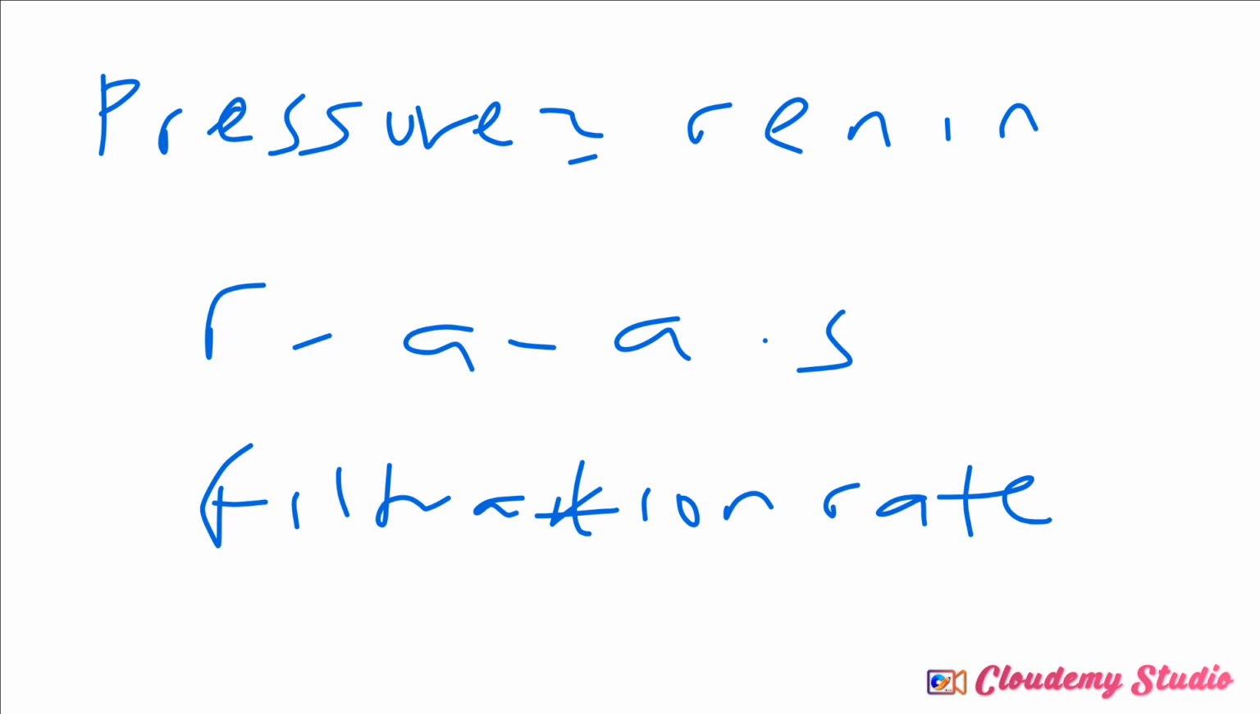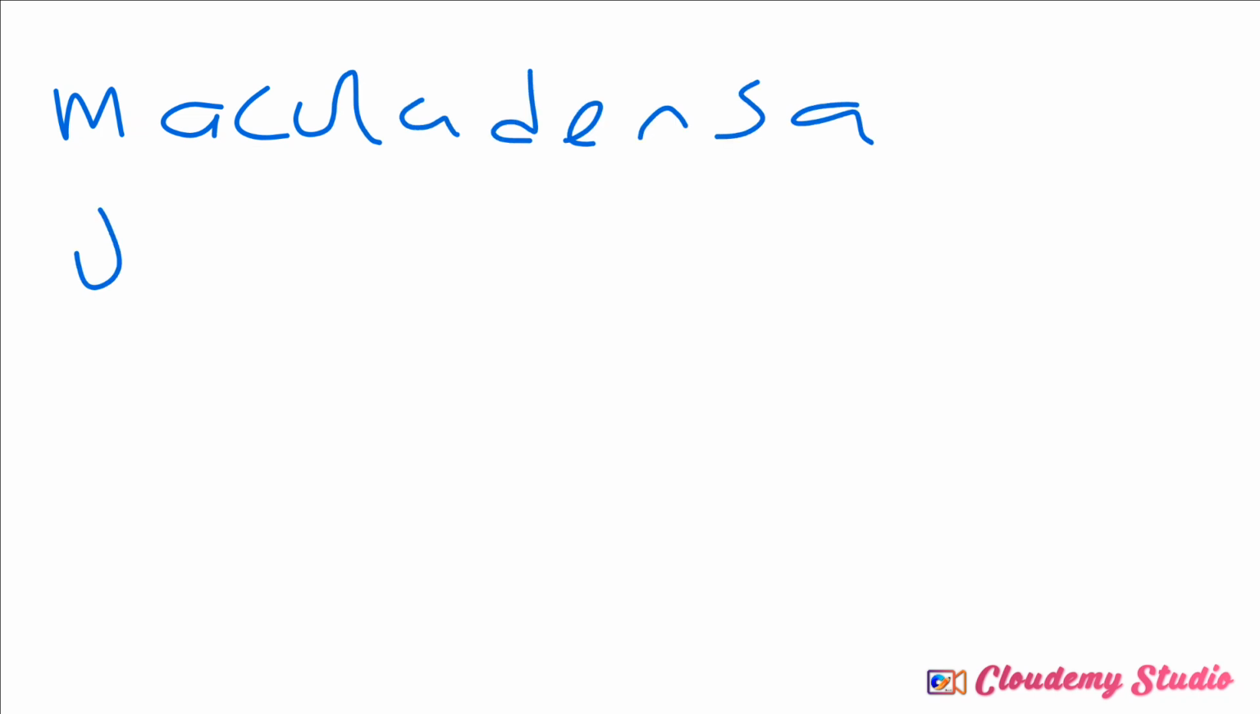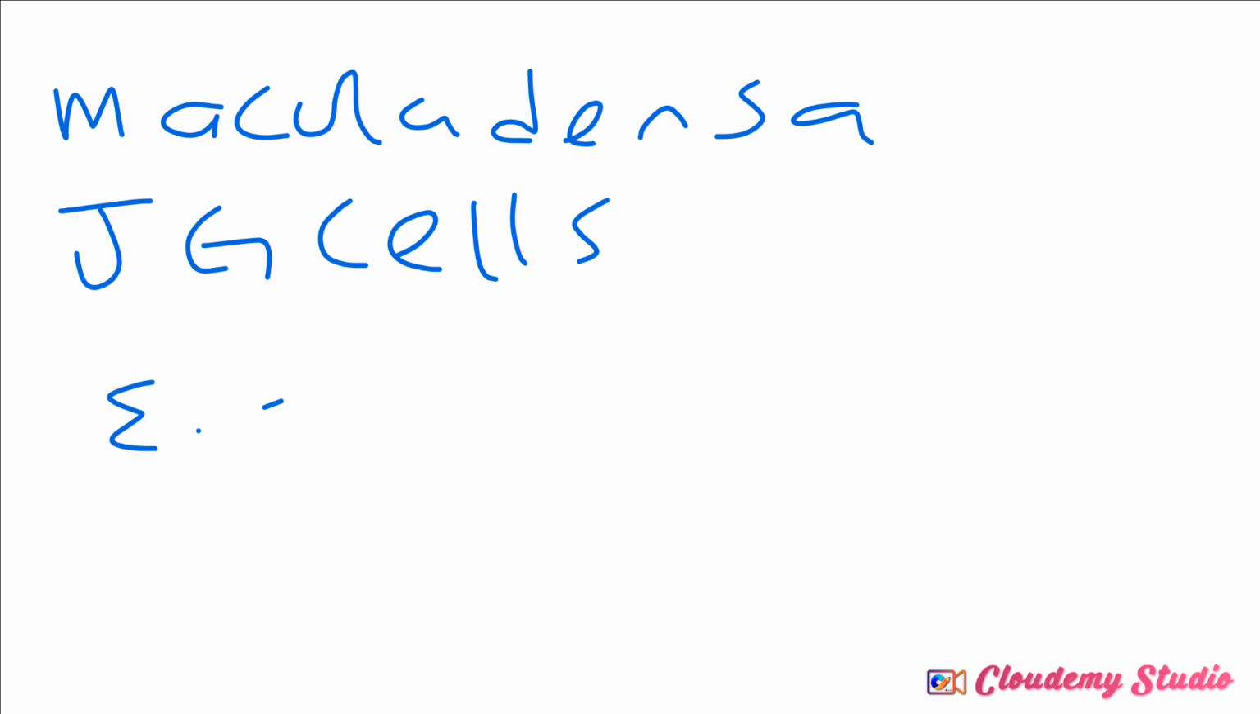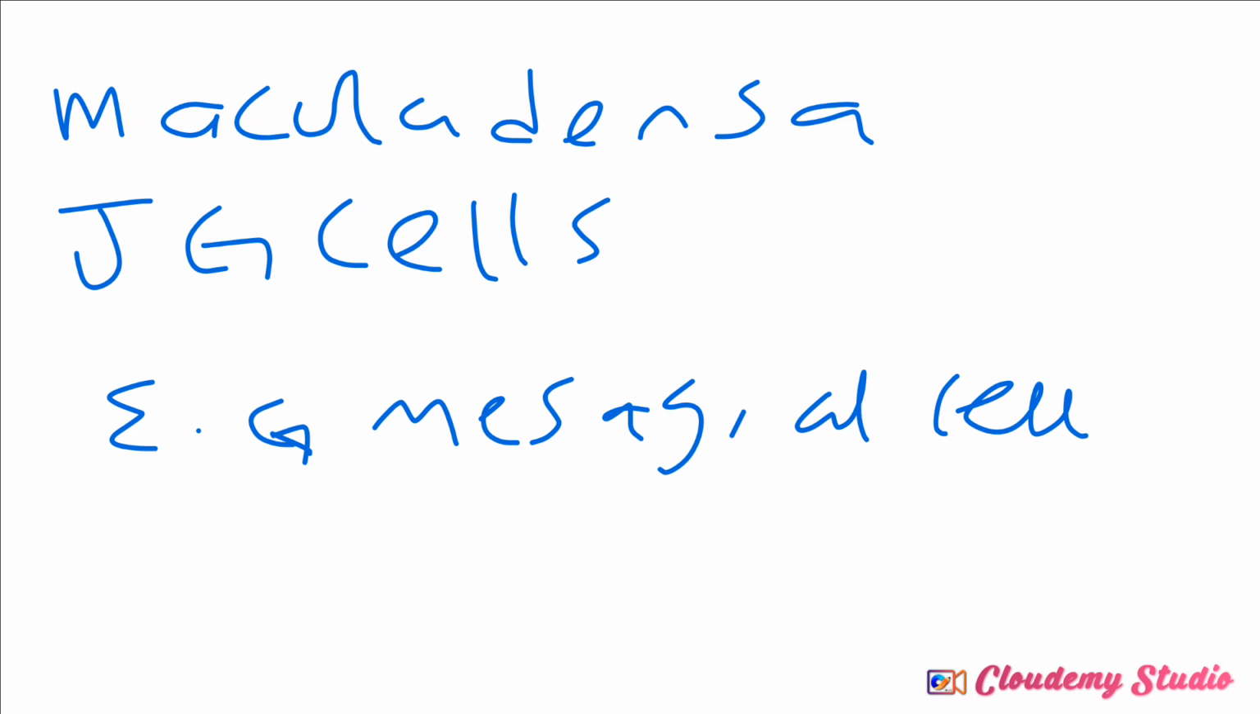So the juxtaglomerular apparatus consists of three basic cells. The first one is the macula densa. The second one is the JG cells, that is juxtaglomerular cells. And the third one is the mesangial cells, or extraglomerular mesangial cells. So these are the cells that make up the juxtaglomerular apparatus.